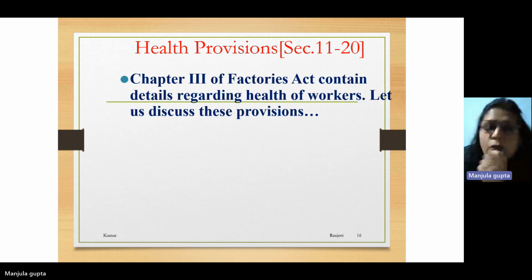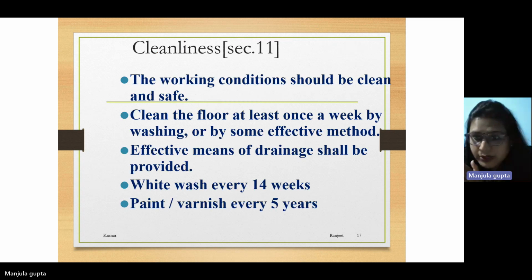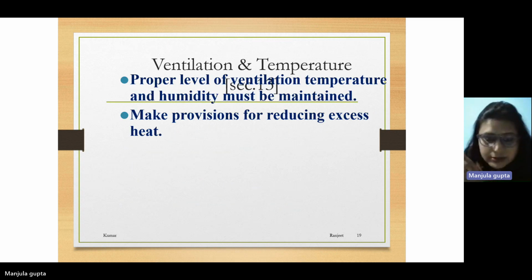Then health provisions. All the health provisions of the Factories Act have been defined under section 11 to 20. Chapter 3 of the Factories Act contains details regarding health of workers. Now let us discuss these provisions. So I told about cleanliness, about disposal of waste and effluents, about ventilation.